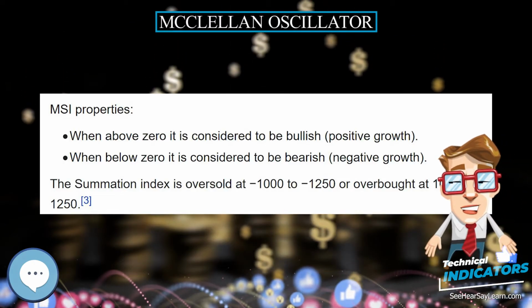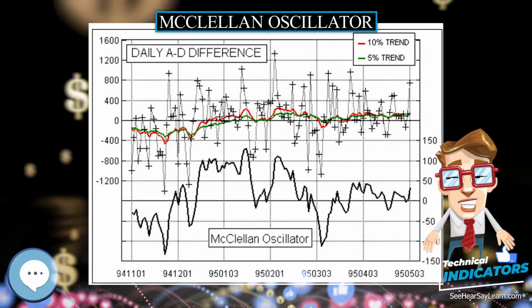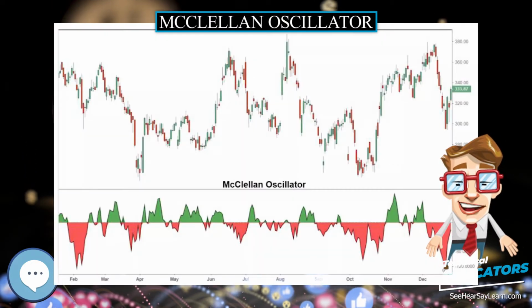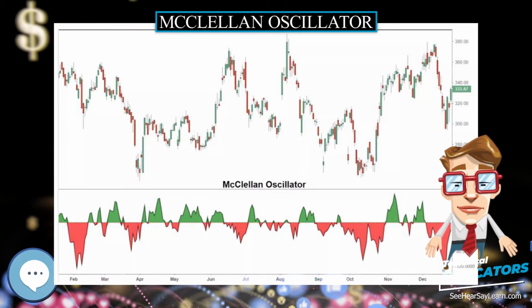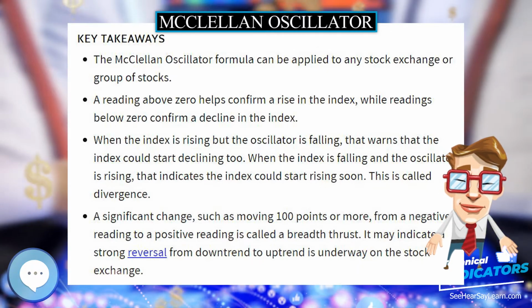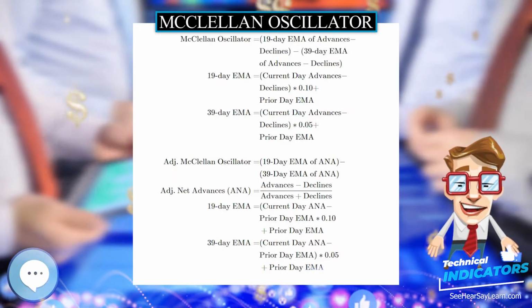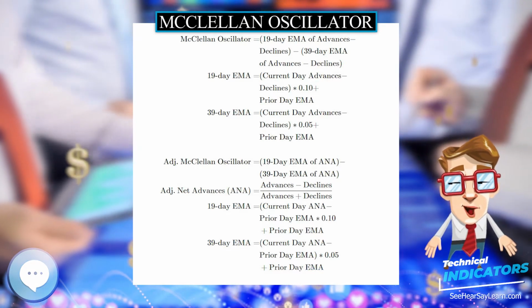History. Developed by Sherman and Marian McClellan in 1969, the oscillator is computed using the exponential moving average, EMA, of the daily ordinal difference of advancing issues, stocks which gained in value, from declining issues, stocks which fell in value, over 39 trading day and 19 trading day periods.